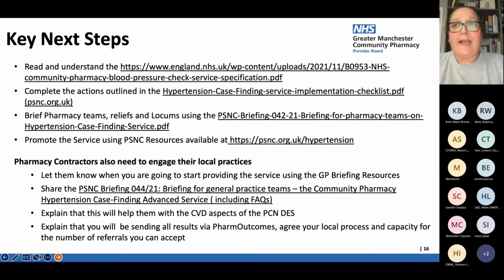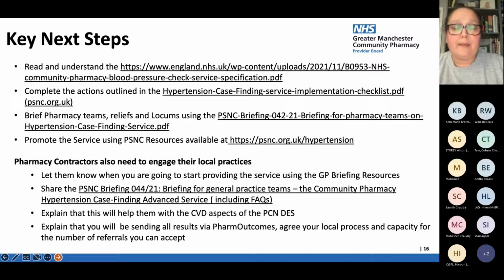So on to the final slide before we start the Q&A. These are the key next steps for you, and it's a bit of a recap of some of the things we've already told you tonight. So please, like we said, read the service spec, and use the hypertension case finding implementation checklist from PCNs, which covers all of the actions that you need to do to successfully deliver the service. The checklist is linked in the resources at the end. Please make sure your pharmacy team, and locums, are well briefed, and promote the service using the PCN resources.